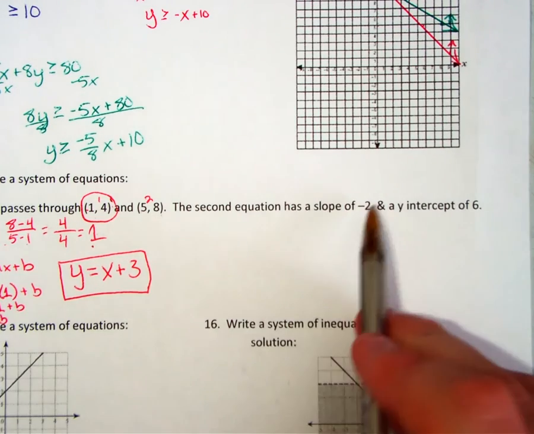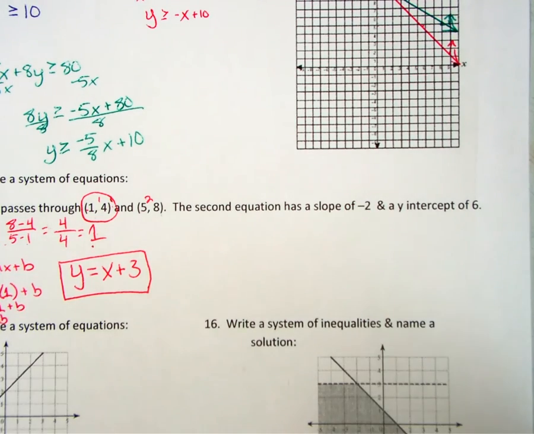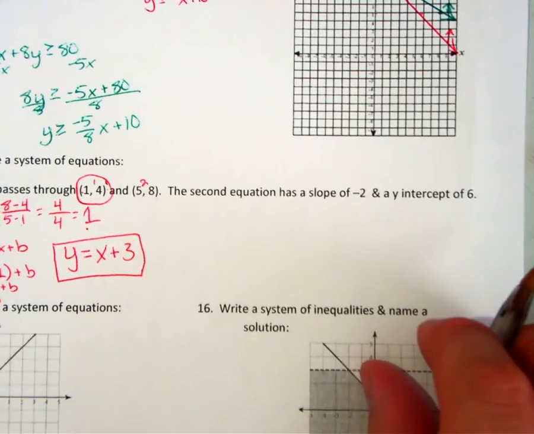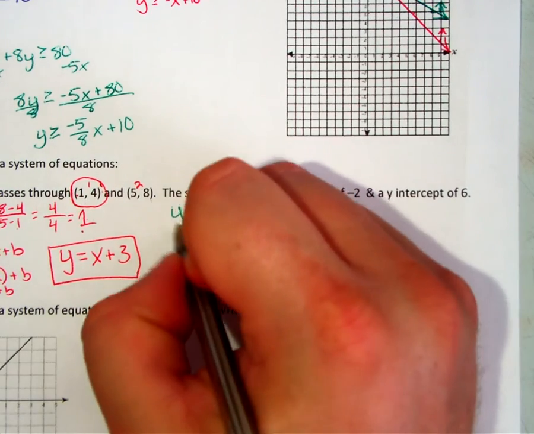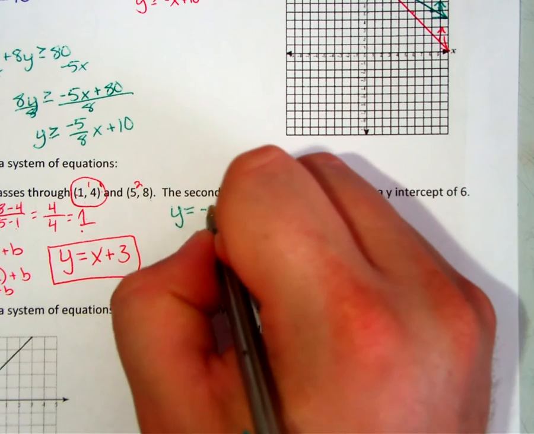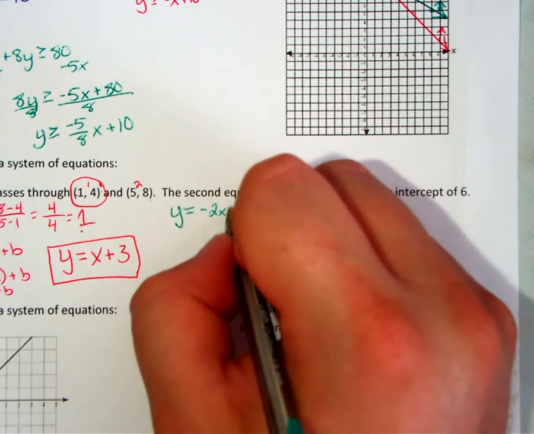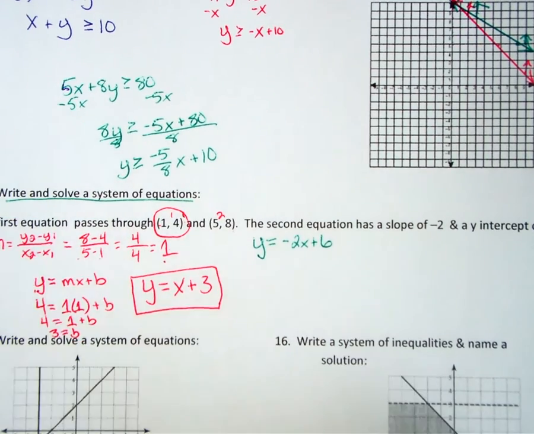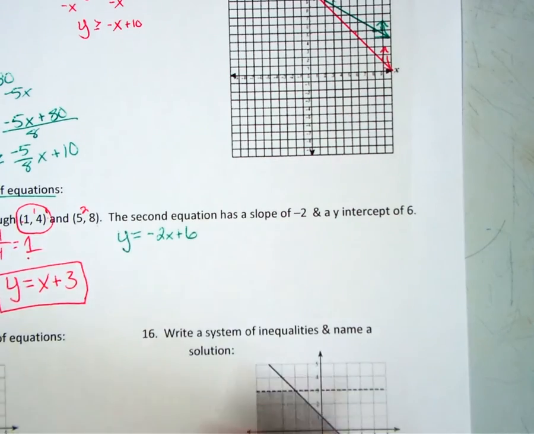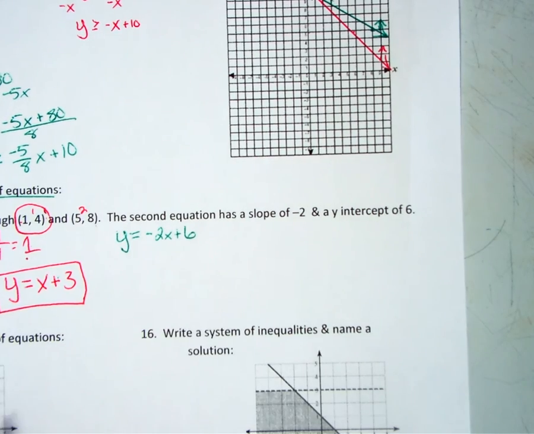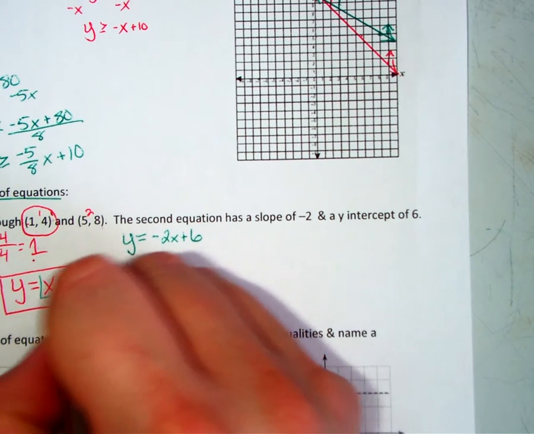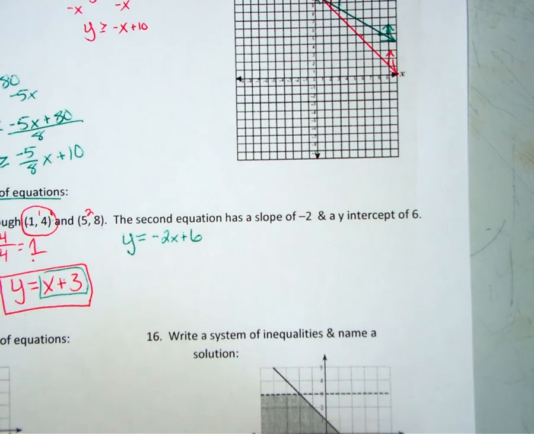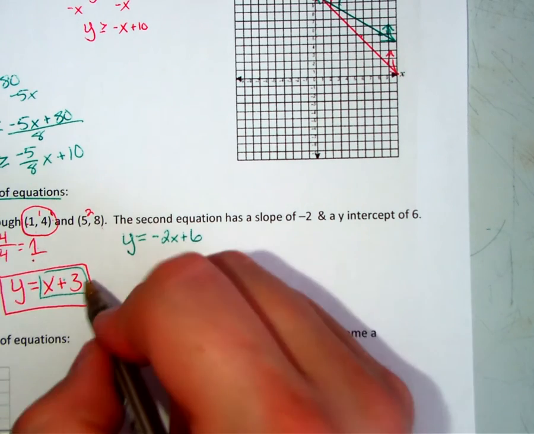The second equation has a slope of negative 2 and a y-intercept of 6. That was nice. We got all the information we need. y equals negative 2x plus 6. Well, it's good that we got all the information we need because we still have a good bit of work to do. We're looking for solving the system of equations. So now that we've written the equations, we need to solve. I have y very isolated, so it would make sense for me to plug that y value in.